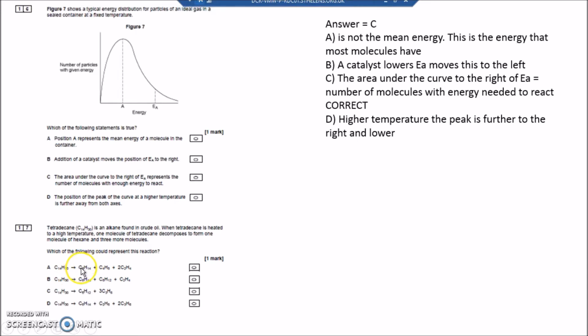Does it form hexane? Yes, C6H14 is hexane, 3 other molecules, 1 there, and 2 lots of ethene, yes, it's definitely A.